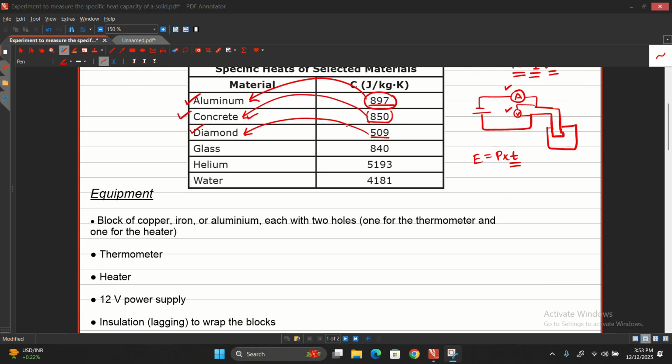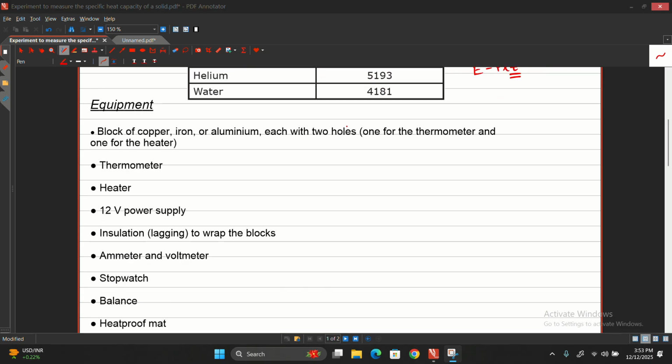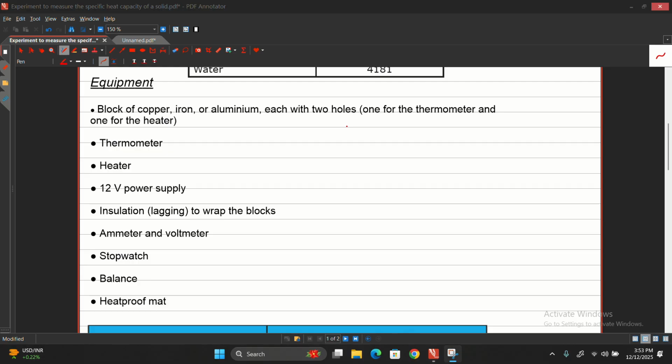I have listed down all the equipment that we need. First of all, we need a block of copper, iron, or aluminum, and that block should have 2 holes in it. One hole should be used for placing the thermometer, and the other one should be used for placing the heater. Now, here's an interesting thing. You would be initially provided with a block, and you won't be provided the block with holes. So you need to make the holes by yourself.